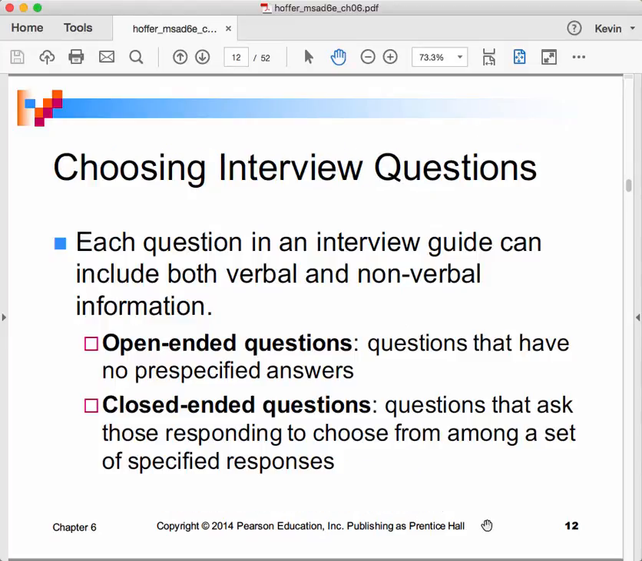Choosing interview questions. Each question that is part of your interview can include both verbal and nonverbal information. And we can ask open-ended questions or closed-ended questions. I think you probably have an idea what we mean by that. Open-ended questions are questions that have no pre-specified answers. For example, what kinds of problems do you see in the current system? Really open-ended. Closed-ended questions ask those responding to choose from among a set of specified responses.